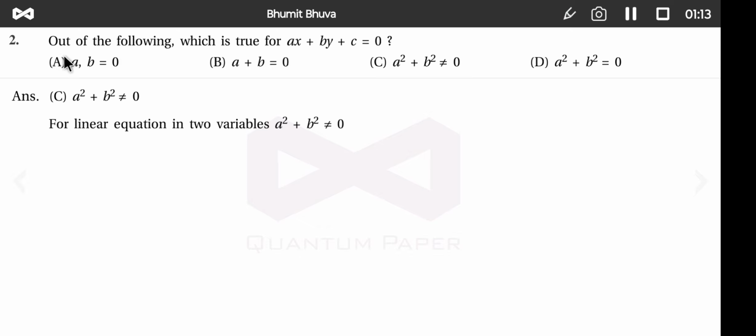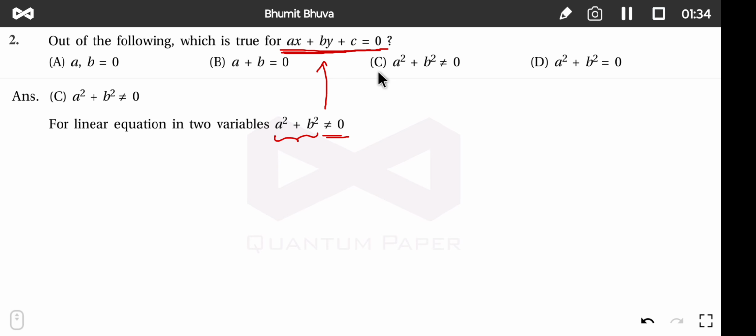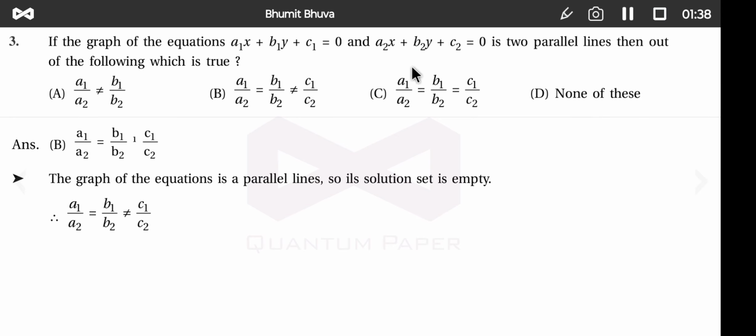So the next question is, out of the following, which is true for ax plus by plus c is equal to 0? Okay, so this is a linear equation in two variables. For this equation to be true, we have one condition, that is a square plus b square is not equal to 0. Then only this equation must be true. Okay, so this is a condition based question. Move to the next question.